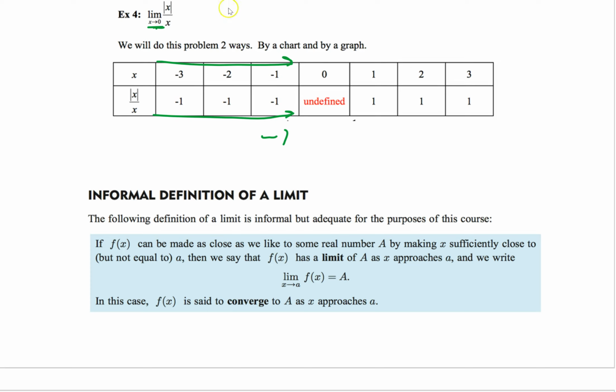Right? Then here, as you get close to 0 from above, look what your values are. These are all +1. Those things don't match. So, our favorite, limit does not exist.